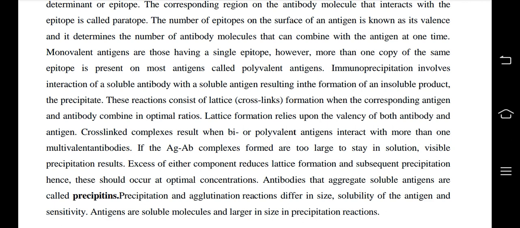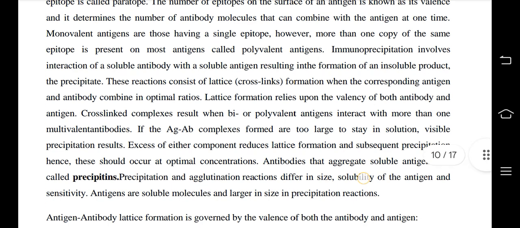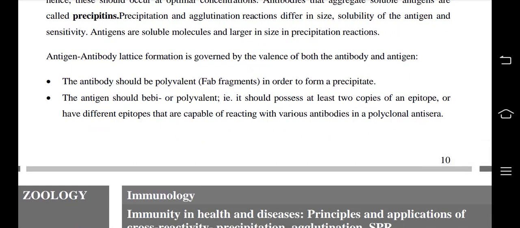Precipitation and agglutination reactions differ in size, solubility of the antigen, and sensitivity. Antigens are soluble molecules and smaller in size in precipitation reactions. Antigen-antibody lattice formation is governed by the valence of both the antibody and antigen. The antibody should be polyvalent, with Fab fragments, in order to form a precipitate. The antigen should be multivalent or polyvalent. It should possess at least two copies of an epitope or have different epitopes that are capable of reacting with various antibodies in a polyclonal antisera.